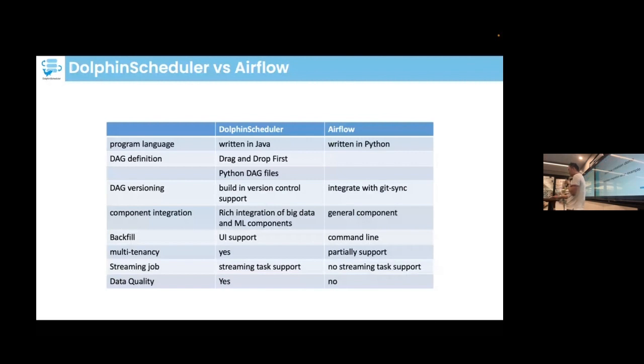Okay, let's go to our demo. Here's the UI for DolphinScheduler. You can see it lists all the task states, how many tasks succeeded and how many failed.